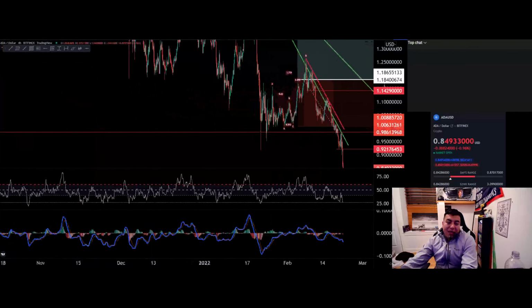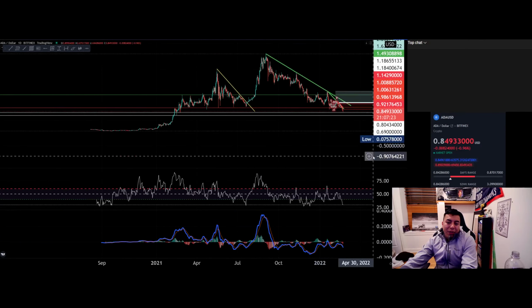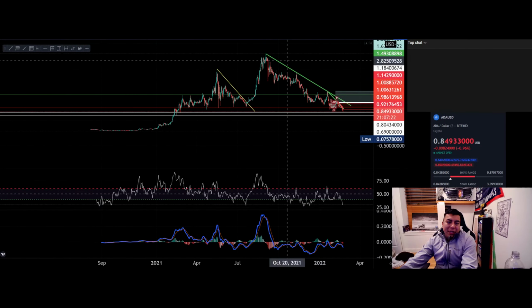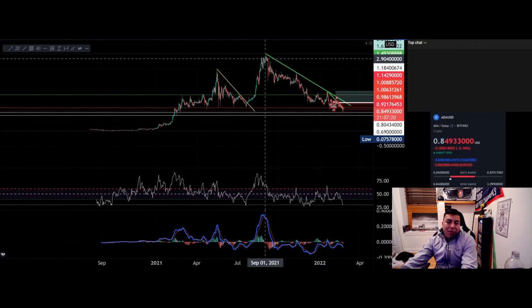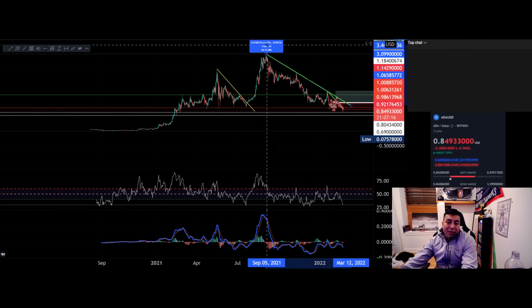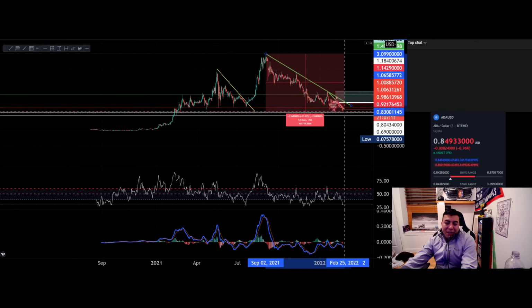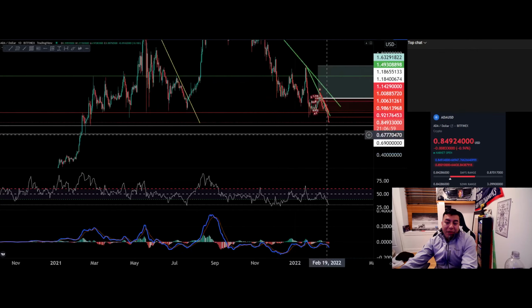ADA has just been dumping for so long that it's just annoying at this point. We've been on a downward trend since, what is this? This was back in September, August 30th, September. So we're going on 176 days, close to half a year of just straight dump. Like there's no other way around it.